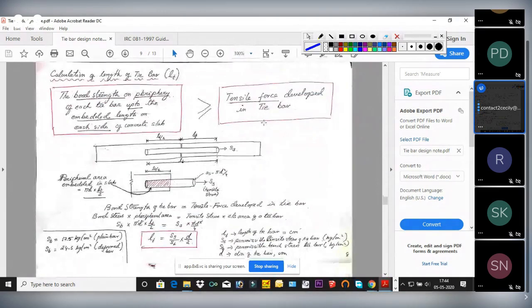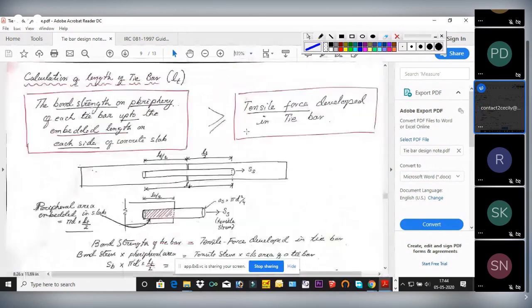See, this is that concept. What is the concept? They are saying that the bond strength. What is bond? Bond means the grip between the concrete and the tie bar.